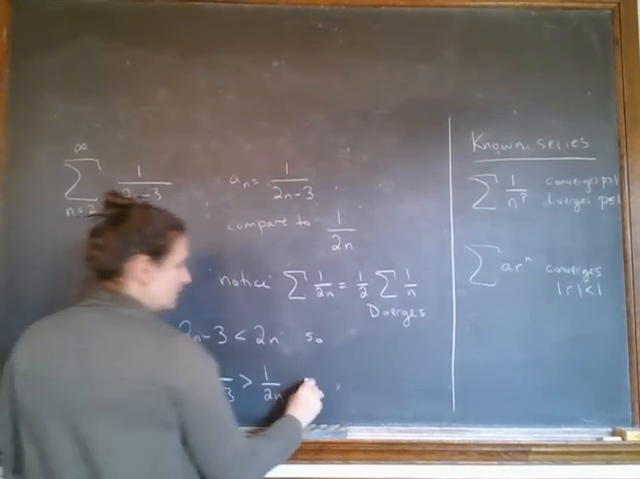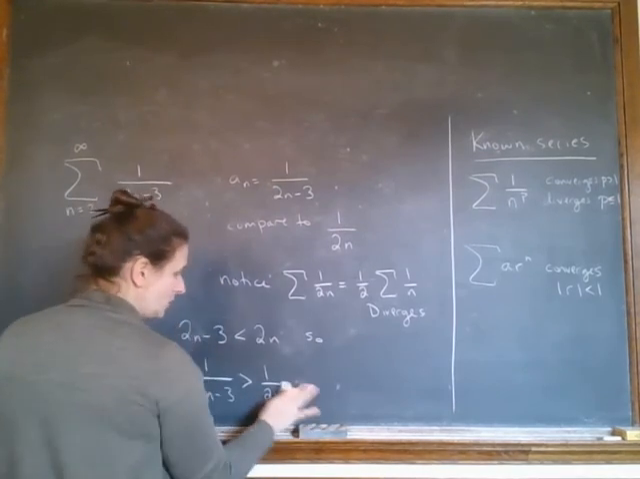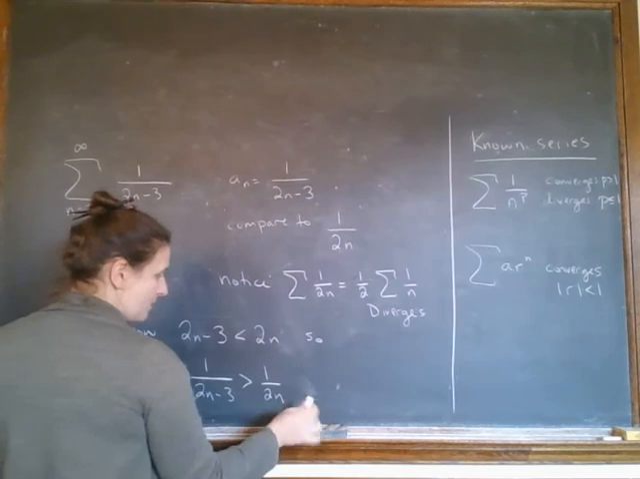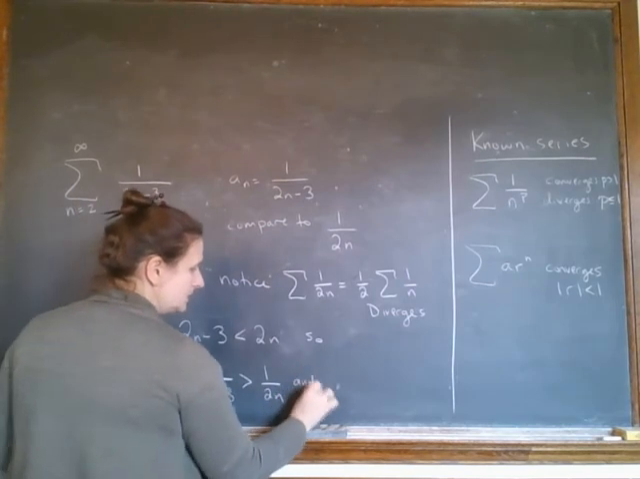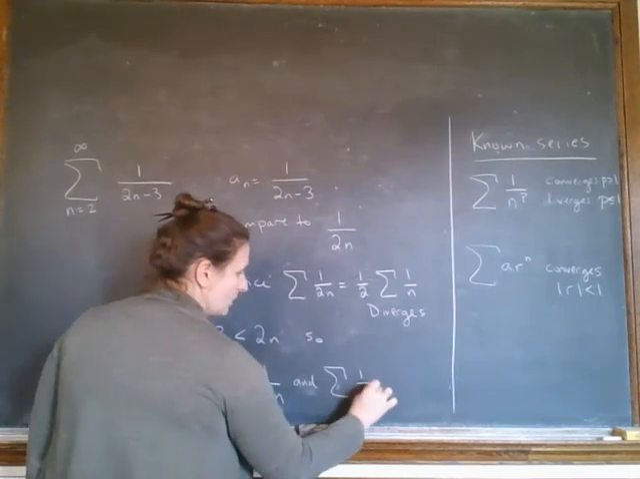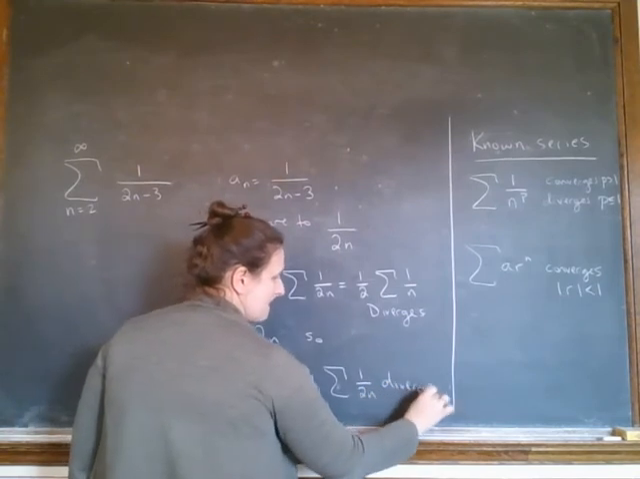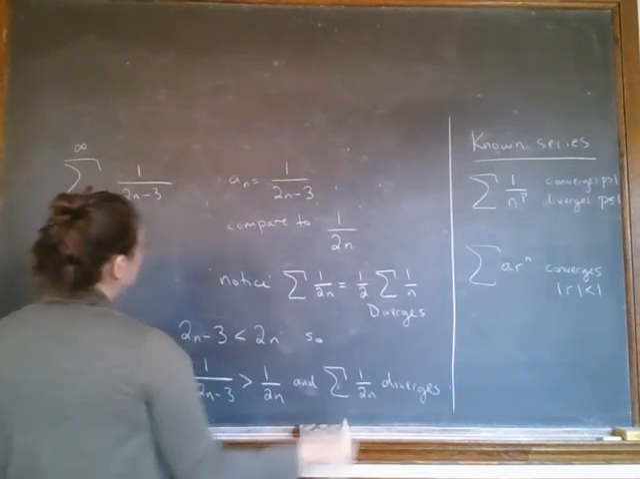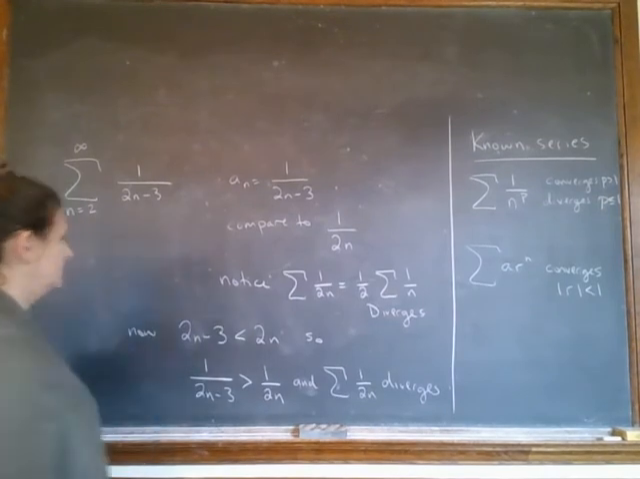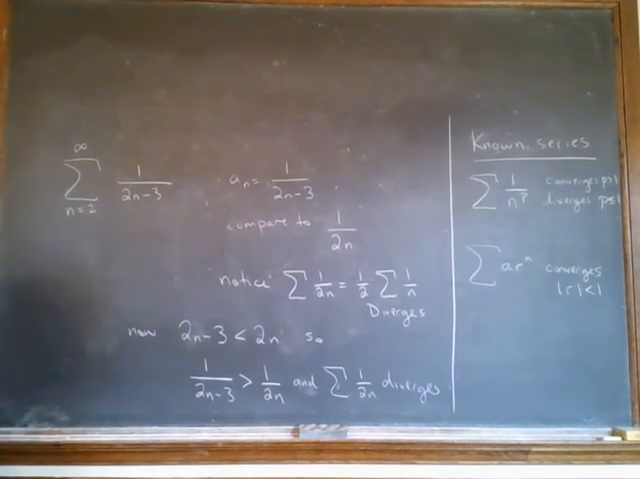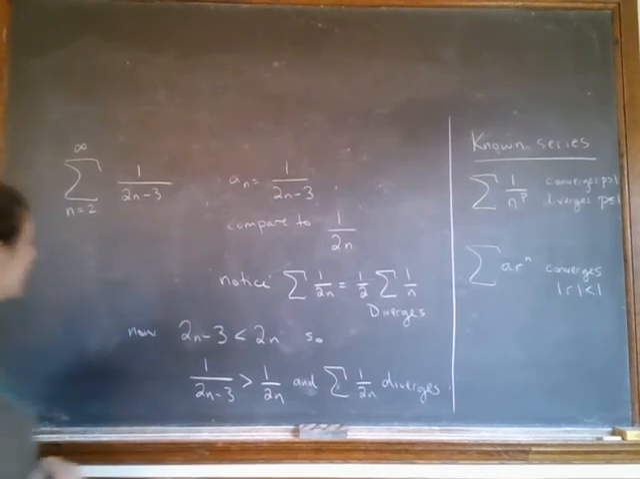Okay? So I can say it was greater than 1 over 2n, and 1 over 2n diverges. So does my original series. Okay? Really, this is not written in a very nice way. I am going to maybe write it up a little bit better right now.